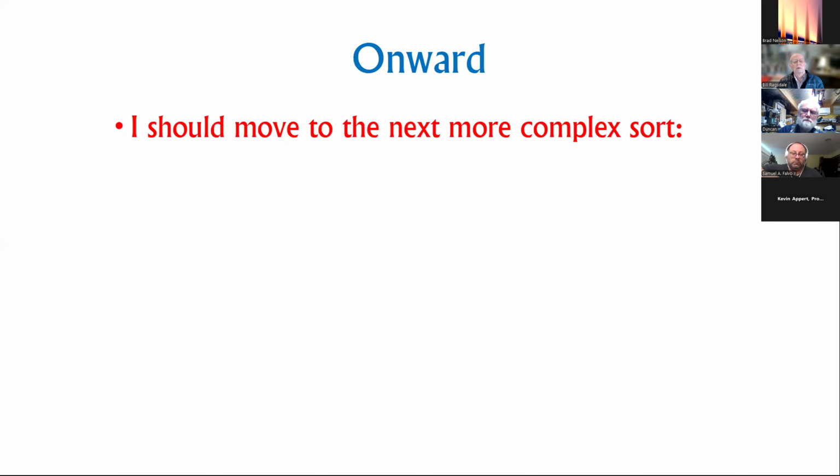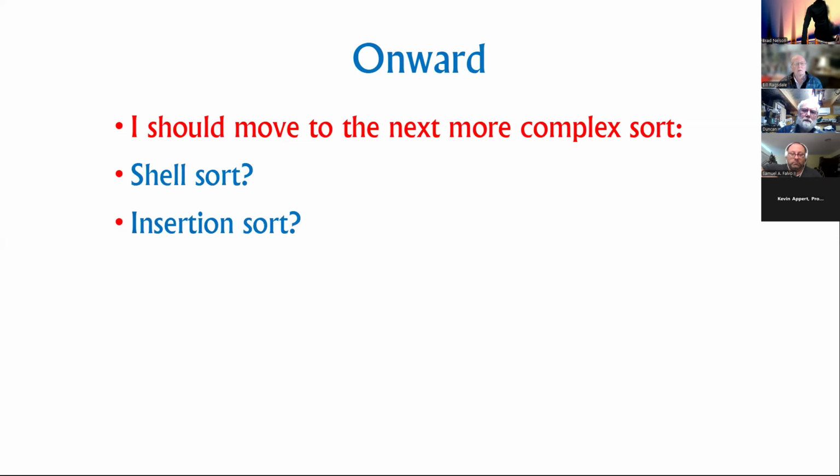So onward. Well, if I'm doing true production work, I have some projects involved where the sorts would be in the range of the low thousands, 1, 2, 3,000. I definitely should move to a more complex sort. The candidates would be a shell sort or insertion sort, which are classics.